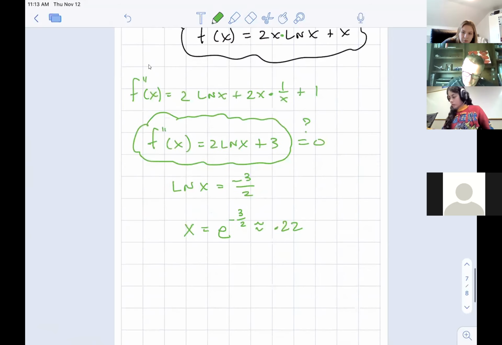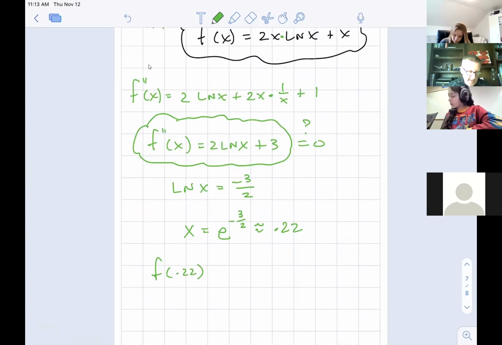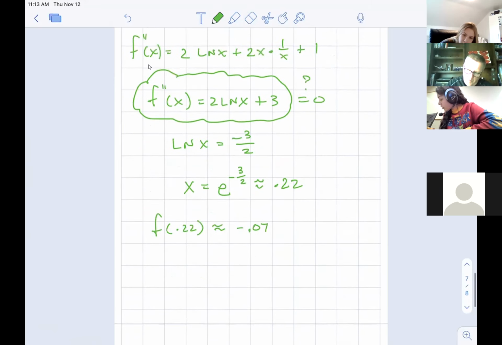And so I need to know the y that goes with that. In other words, find the ordered pair on the graph. And remember, the original equation was x squared natural log of x. So I'm typing 0.22 squared times the natural log of 0.22. And I got negative 0.07. So I then conclude that I have one inflection point at 0.22, negative 0.07.